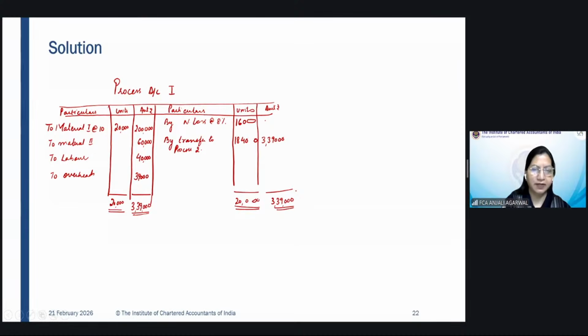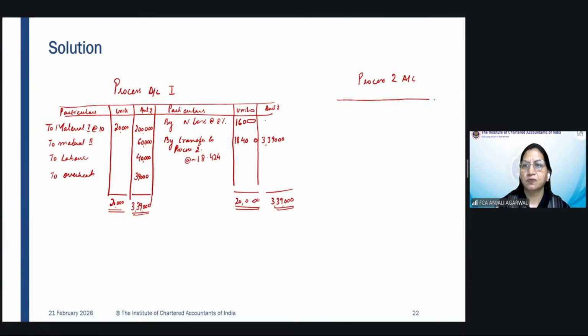Divide and calculate the rate. 3,39,000 divided by 18,400. It's coming at the rate of 18.4239. So 18.424 I can take approximately. Similarly, you can prepare the process 2 account here only.